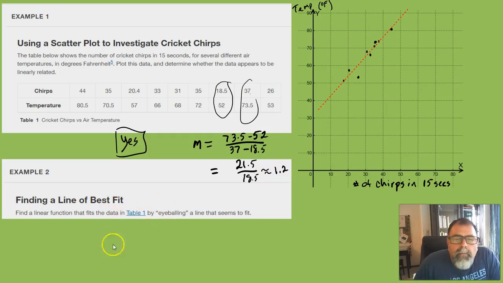Now my equation is going to be, let's see, what function do you want to say? Number of chirps. Temp is the output, so that would be T, and chirps is going to be the input. So instead of mx plus b, it's C instead of x. We're going to put in the 1.2, and then one of these 2 points, it doesn't matter which. We'll do the 18.5.